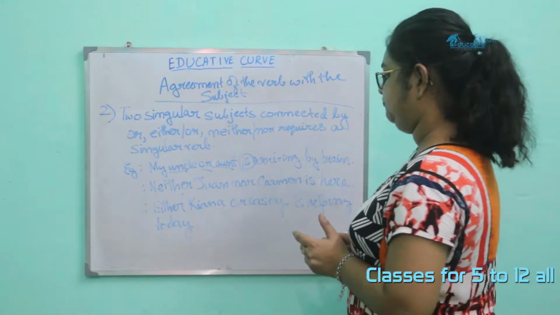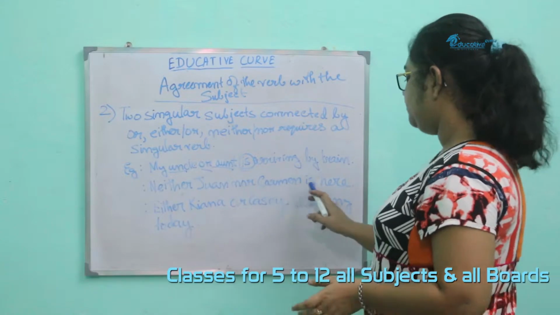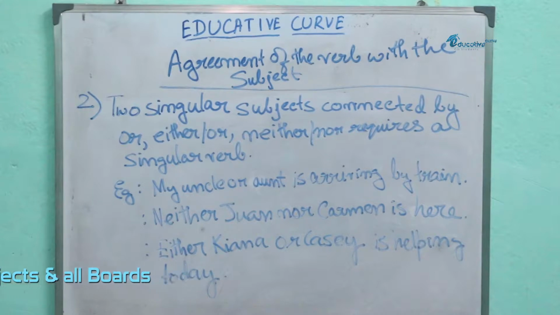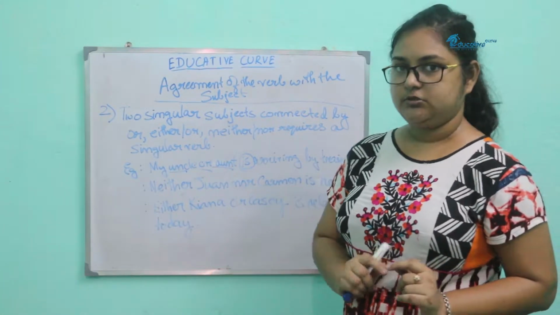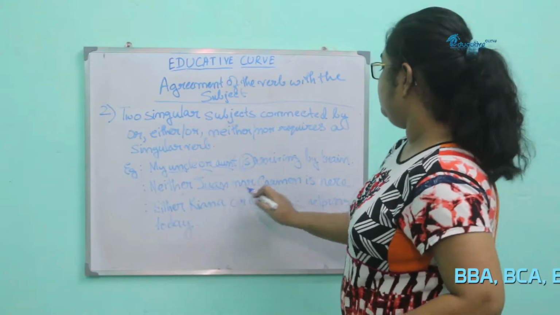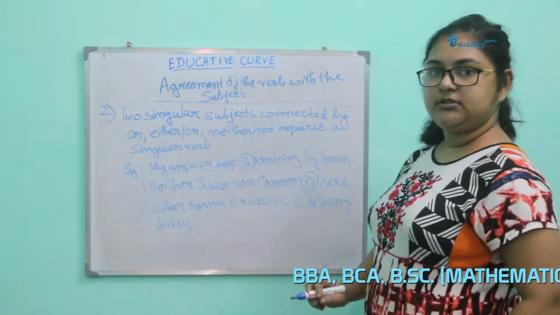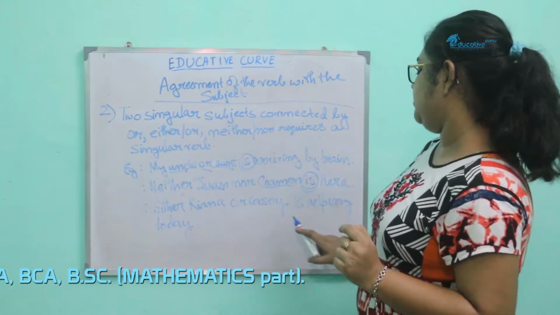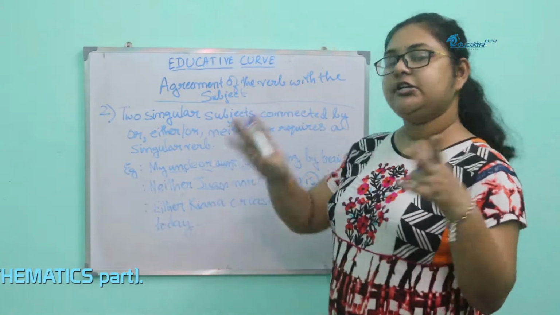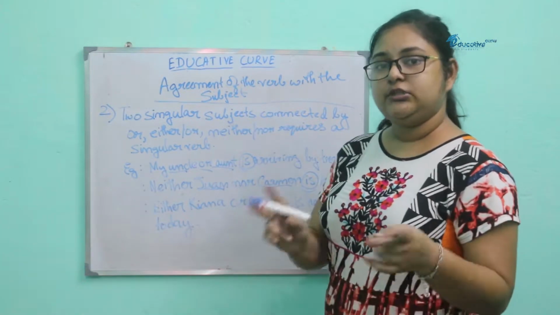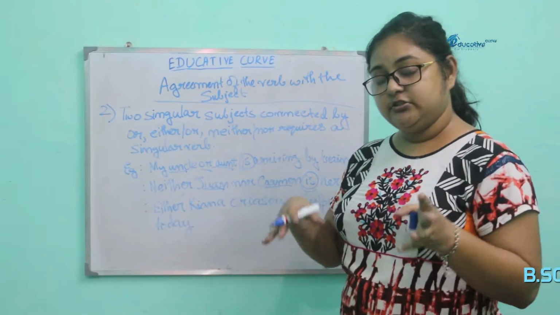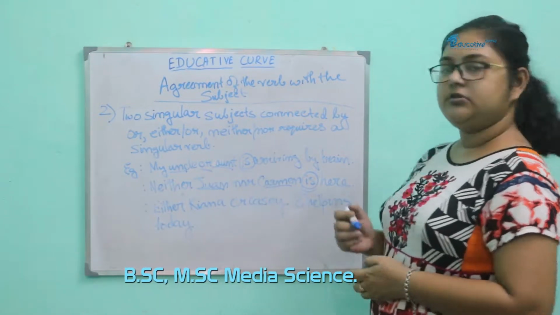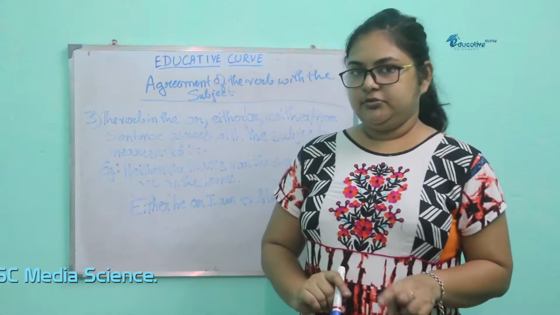Okay? Now see, neither Joan nor Carmen is here. That means we are speaking of Joan or Carmen, any one of them. We are not speaking of the two of them together. This is why the subject is singular and hence we use is, the singular verb. Okay? See, either Kiana or Casey is helping today. So, either Kiana will come or Casey will come. Together, they will not come. So, the subject here is also singular and hence, so will be the verb. Singular subject, singular verb.